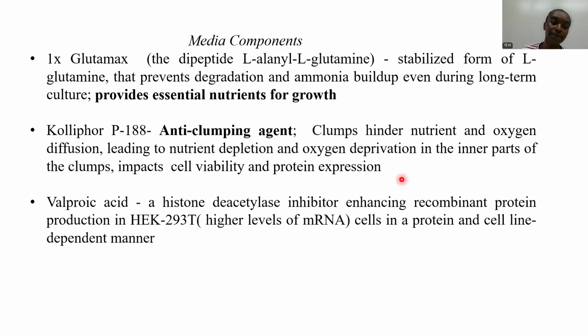So by addition of Kolliphor P188, an anti-clumping agent, this can be deterred and ensure protein expression occurs in an optimal manner. Lastly, valproic acid is another component of the media that can be added during the transfection process in a suspension culture.